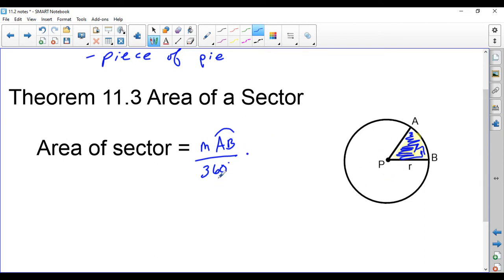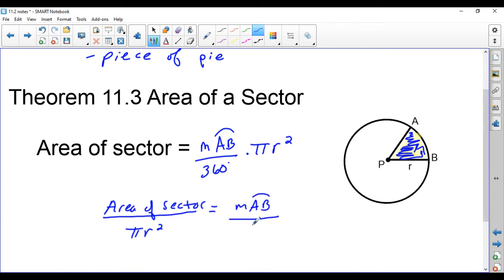So I say I take the fraction of the circle times the area of the entire circle. When you want to do arc length, you do fraction times circumference because it's a piece of the circumference. When you find area of a sector, you do the fraction of the circle times the area of the whole circle. This formula can also be written as area of the sector, and there's no abbreviation for that, over the area of the whole circle equals the measure of that sector, measure of the arc, over the measure of the whole circle, which is 360 degrees. So there's 2 different ways we can write it.